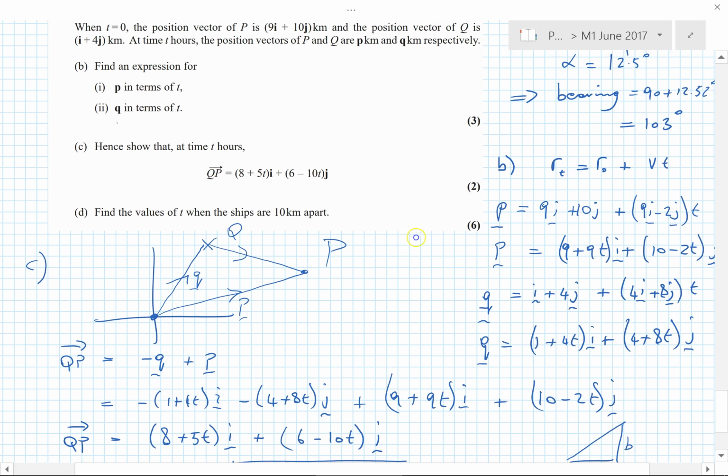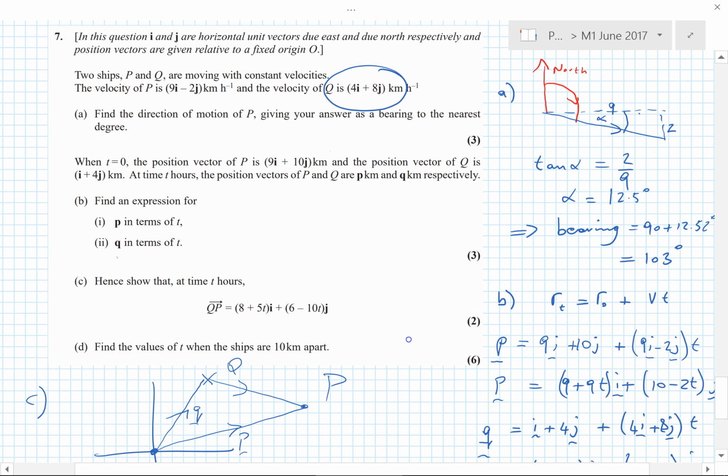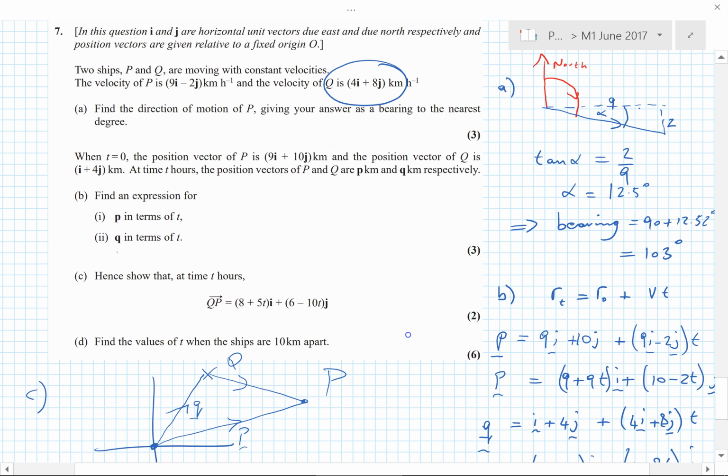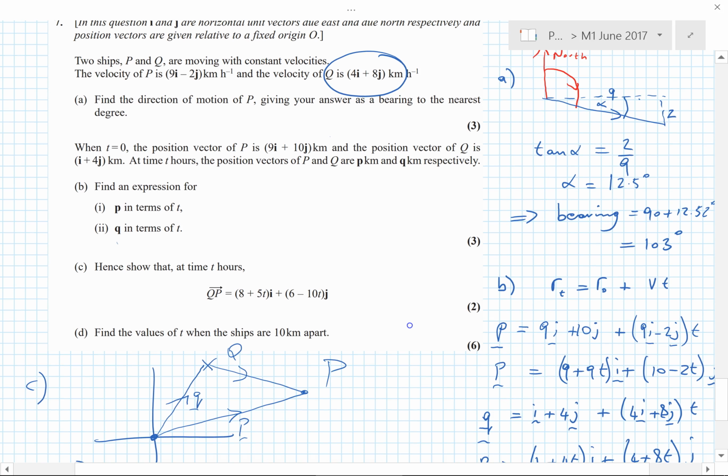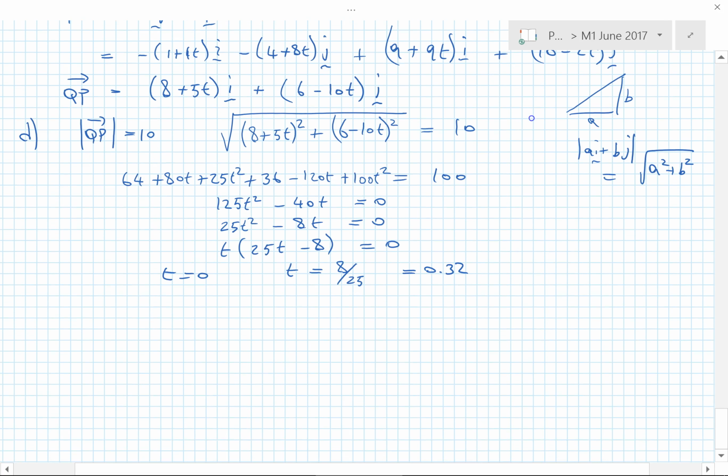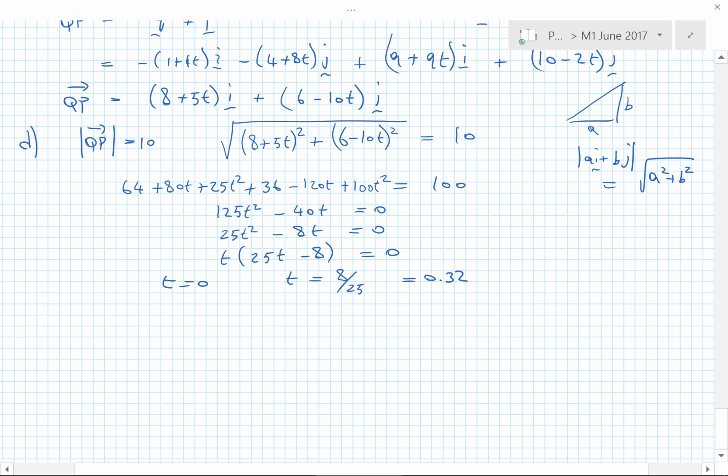Let's check the actual context of the question. If there are any hours, it's all in hours, 0.32 hours. It doesn't really talk about times of day, so I think we're okay here. So that's t equals 0 and t equals 0.32, which is the final answer.